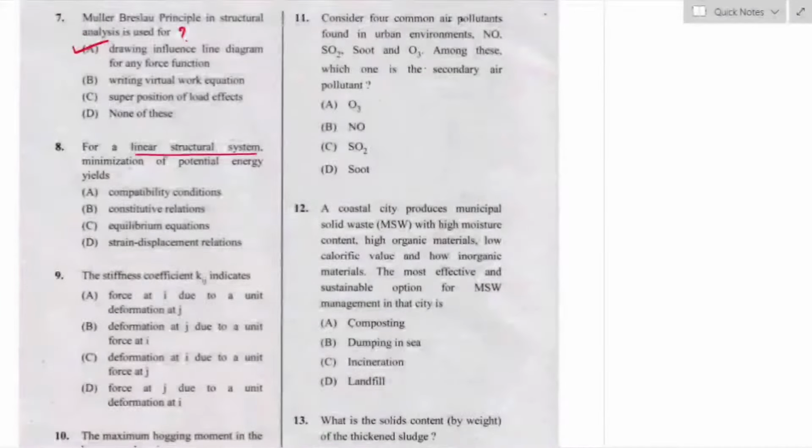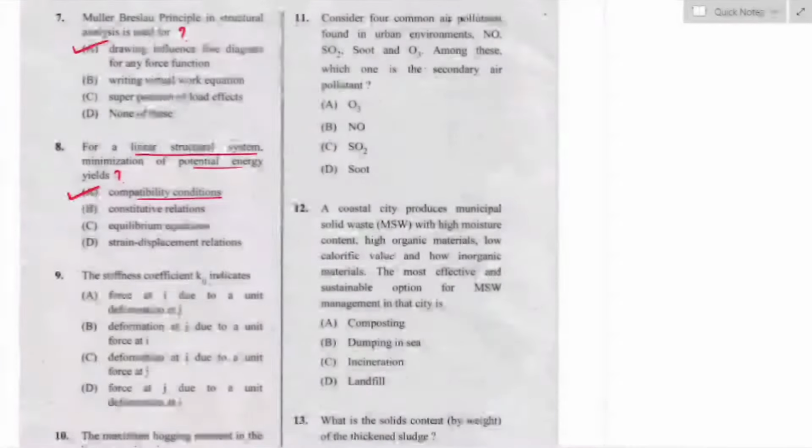Question number 8. For a linear structural system, minimization of potential energy yields compatibility conditions. These compatibility conditions are mathematical conditions which determine whether a particular deformation will leave a body in a compatible state. So the right answer is option A.